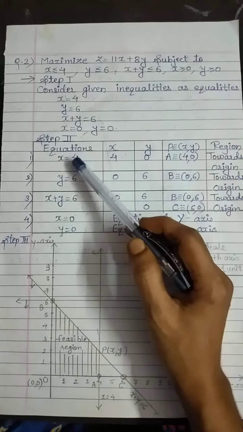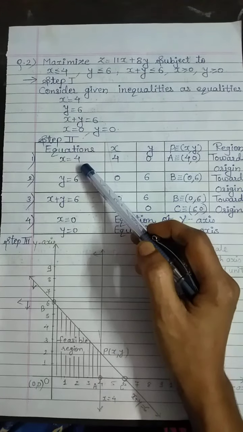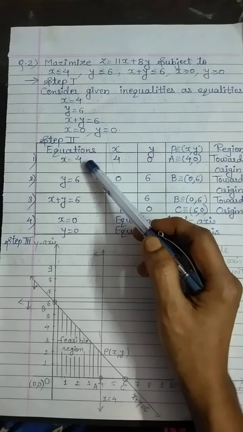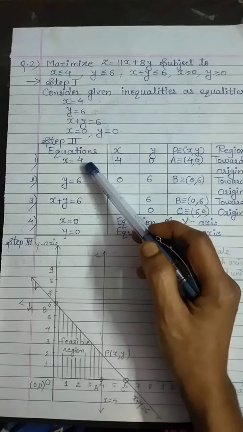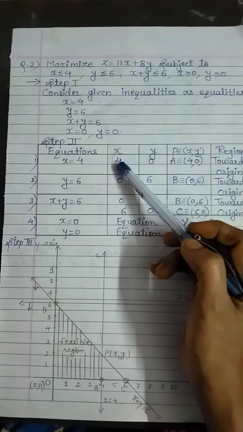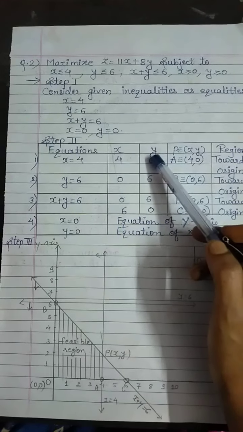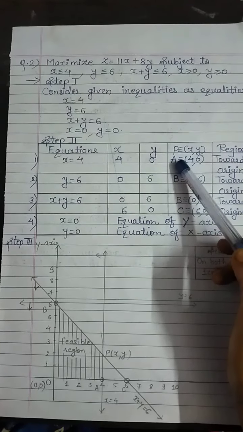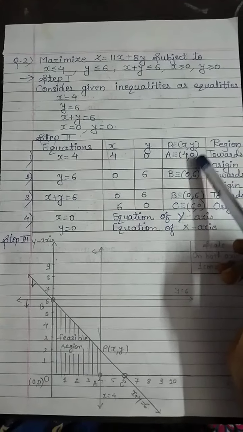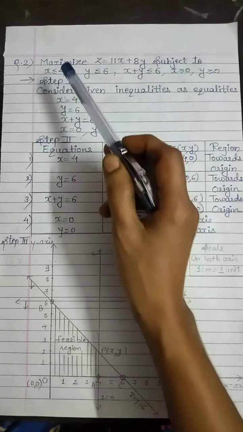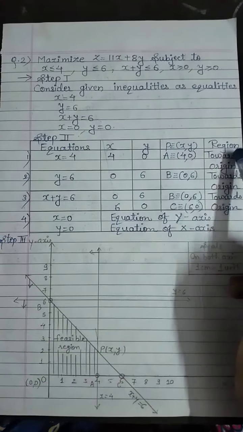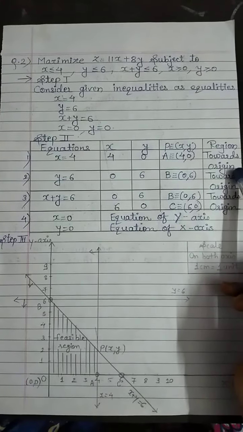Now let's consider the first equation, x equals 4. Here, since only one variable is present in the equation, that is x, and it is equal to 4, obviously y will be 0. So here we will get only one point, that is A(4, 0). And the inequality is facing towards the constant, therefore the region will be towards origin.